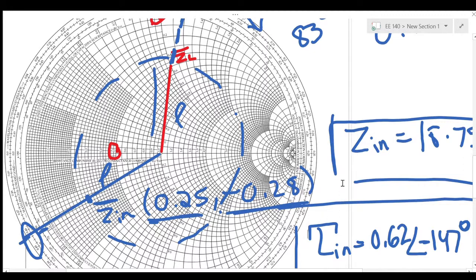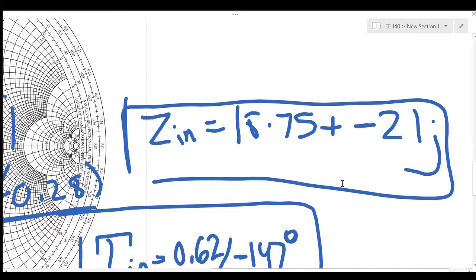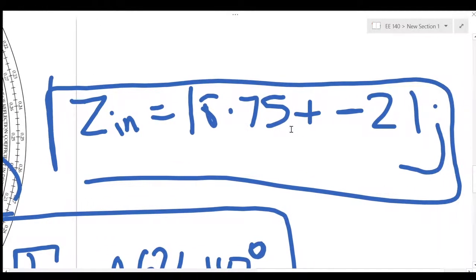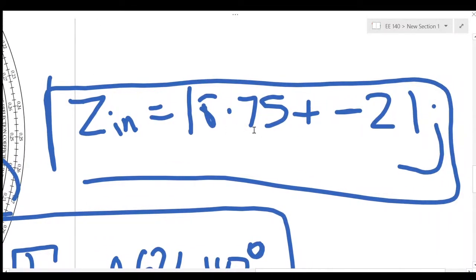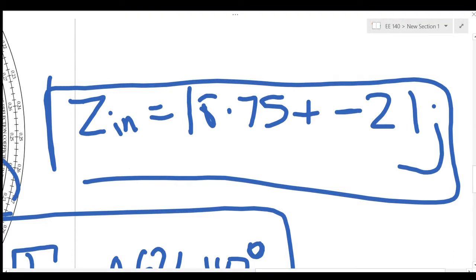But since that's just normalized, we multiply it by 75, and we get our answer as Zn equal to 18.75. Oh, this is just negative. I don't know why I put it here. So we don't need a plus sign. Minus 21j as our answer. And that's it.